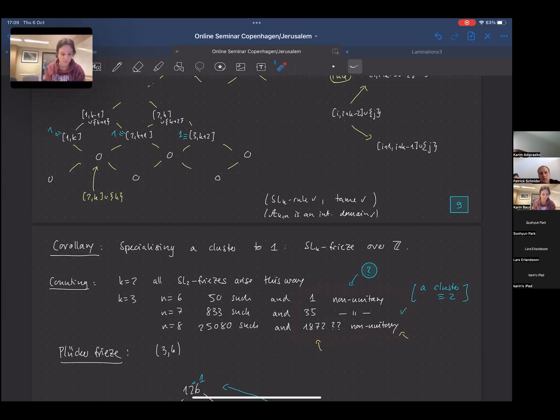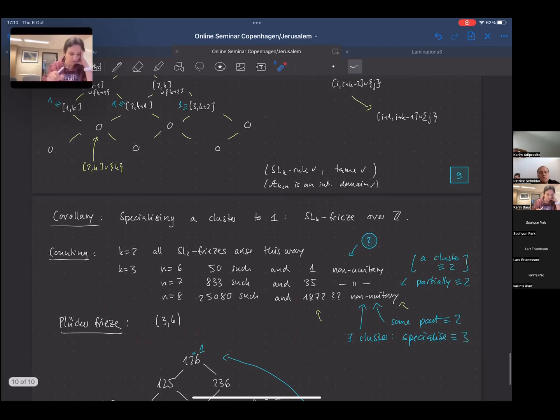We know that here we get it by partially setting a cluster to 1, to 2, and then there's again some part specialized to 2, but there's also one cluster obtained by specializing everything to 3. So this counting only works in the finite cases. In all the other cases, there will be infinitely many friezes. But it will still be interesting in the other cases to understand the non-unitary parts. I mean, can we find nice clusters which we can specialize to other entries than 1?